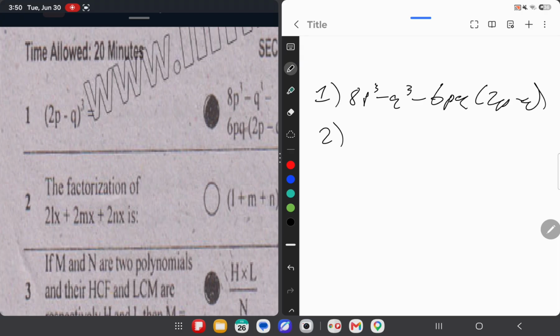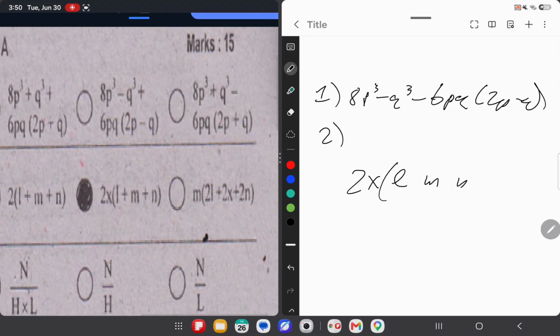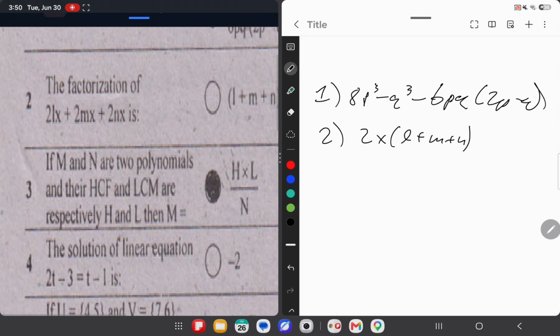Part 2. Factorization of 2lx plus 2mx plus 2nx is something. So everyone has a 2. Everyone has an x as well. So l, m, n. Yeah, nice. 2x(l plus m plus n). If m and n are 2 polynomials and the HCF and LCM are respectively h and l, then m must be.